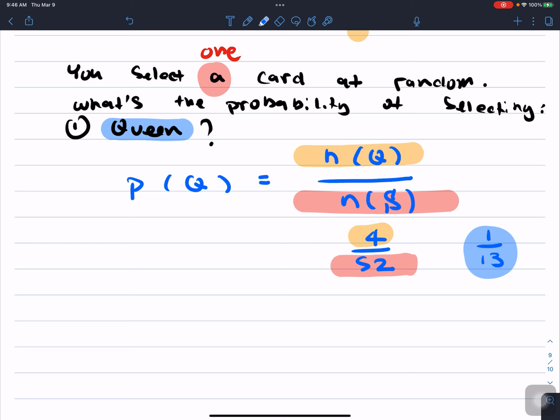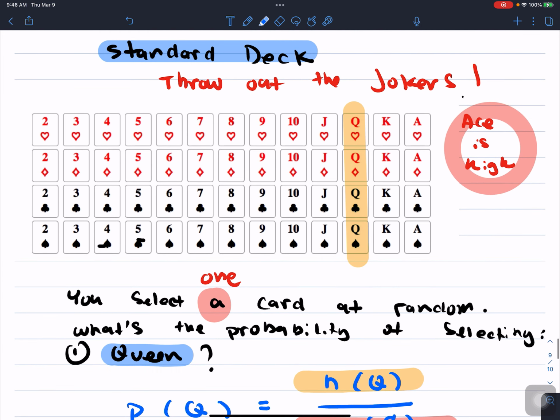So what is it you think you guys have to go home and do? Look at this what? Study your deck of cards. Do you want to do it the night before?